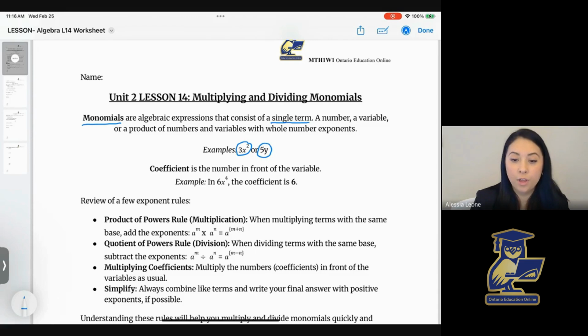We know the coefficient is the number attached to the variable. So we know the coefficient is the big number. That big number attached to the letter, that's the coefficient. 6x to the power 4, the coefficient is the big number, it is the 6.